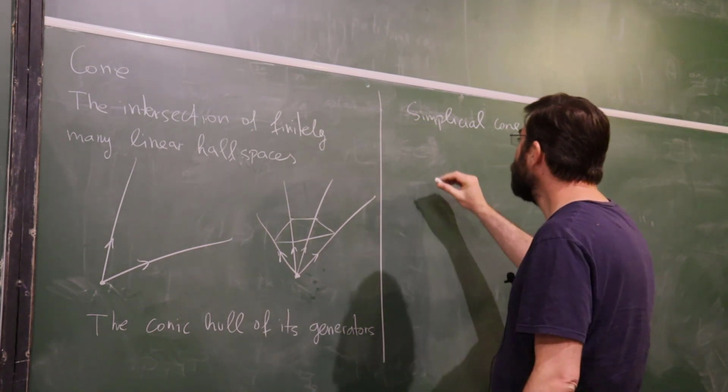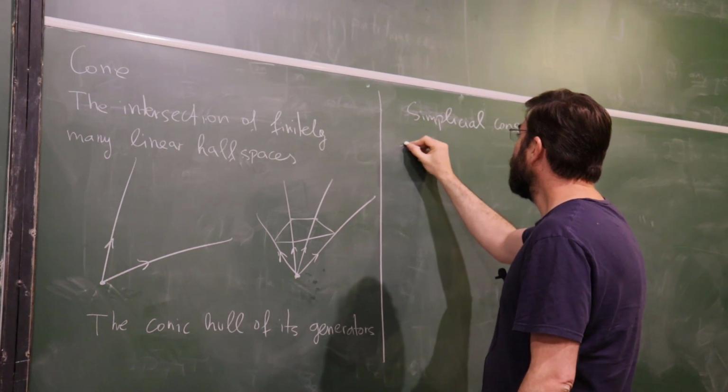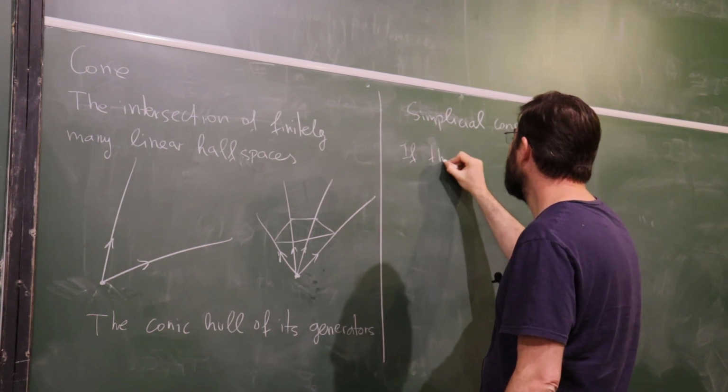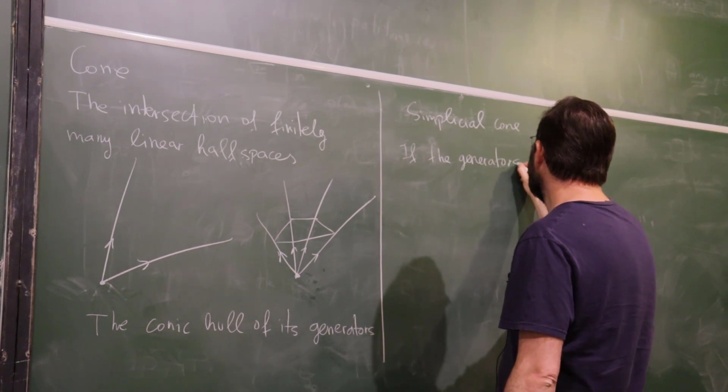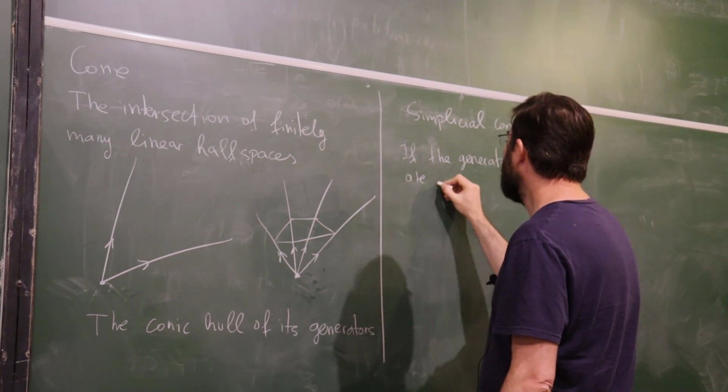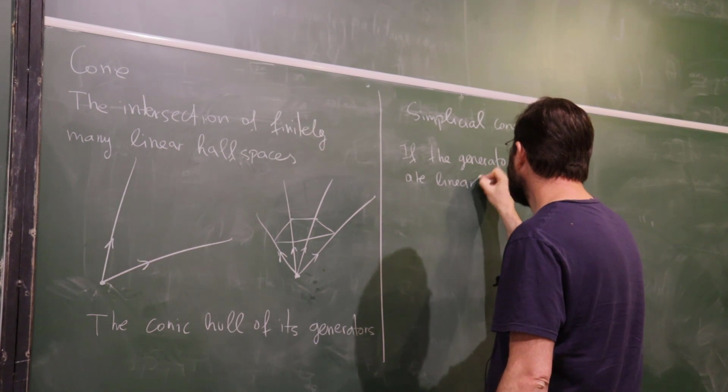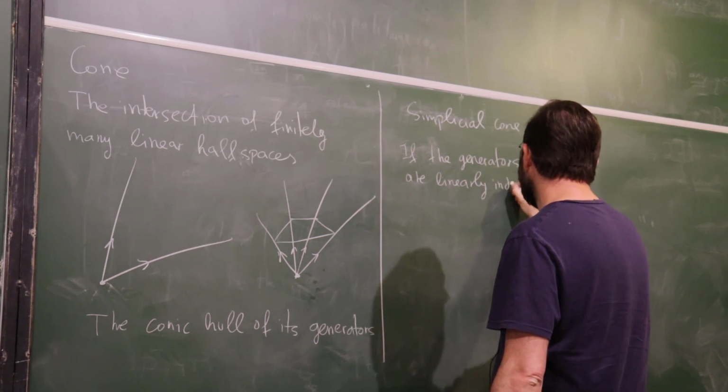So a simplicial cone: a cone is simplicial if the generators are linearly independent.